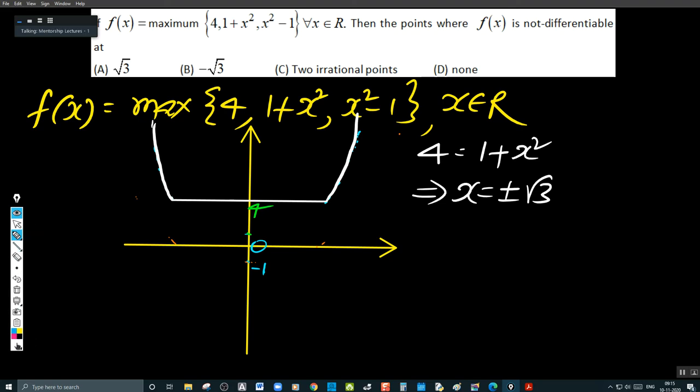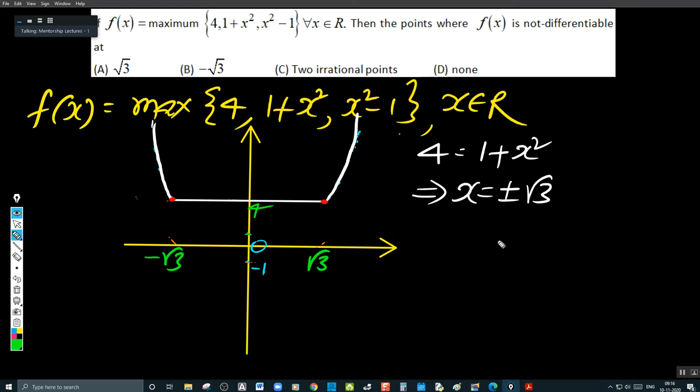So as you all know, wherever the sharp points are existing in the graph, it is not differentiable. So the sharp points in this case are minus root 3 and plus root 3. So what does it mean by sharp points? Boys and girls, what does it mean by sharp points? Left-handed derivative is different from right-handed derivative. For example, I'll show you like this.